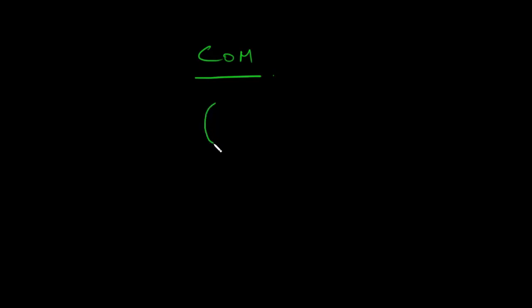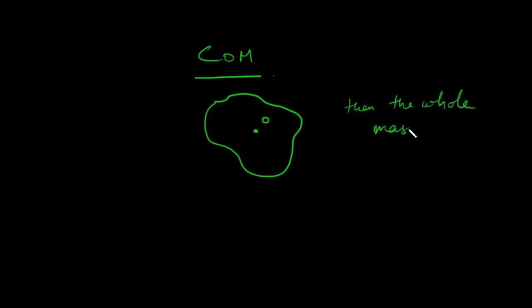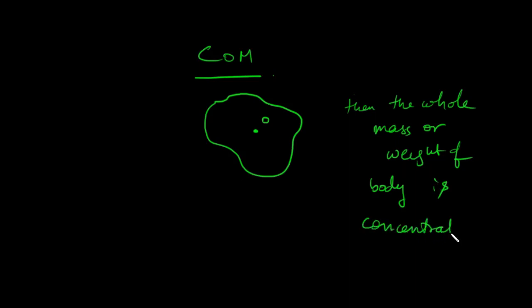You see, center of mass for any body, for example, if this is a body, is a point where its whole mass or weight is concentrated. For example, let's say O is a point. If the center of mass lies at O, then the whole mass or weight of the body is concentrated at O.